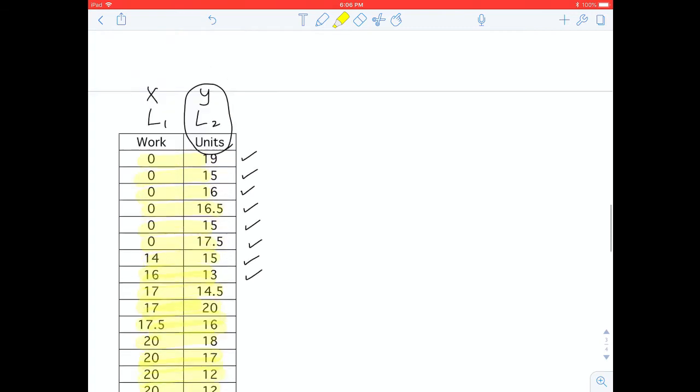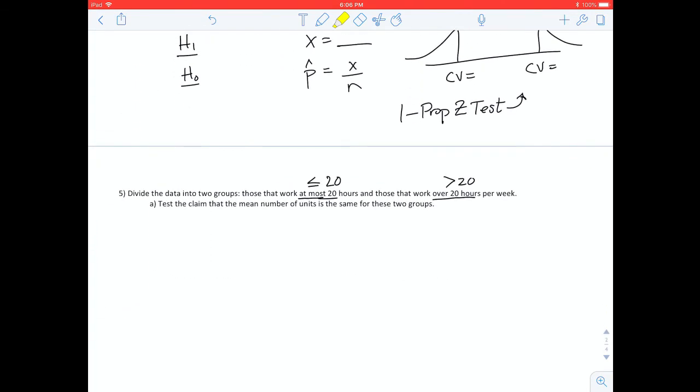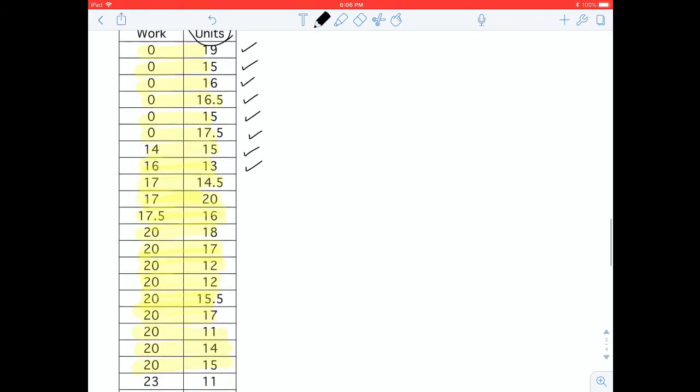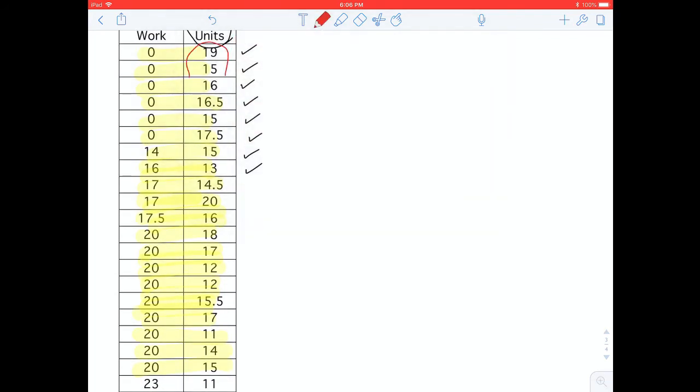Now back to the question. Scroll, scroll, stop. Then the important thing is the actual question is about how many units they're taking. So now go back to the list. And the question is about how many units they're taking, so that is this data right here. So you take that data and you put it in a new list. You could reuse list 1 or you could use list 3, but you need a new list.